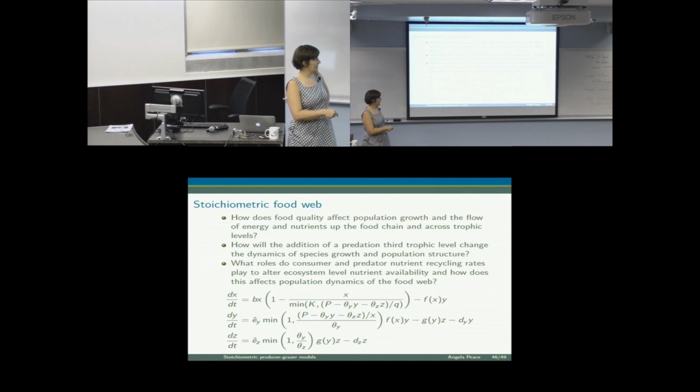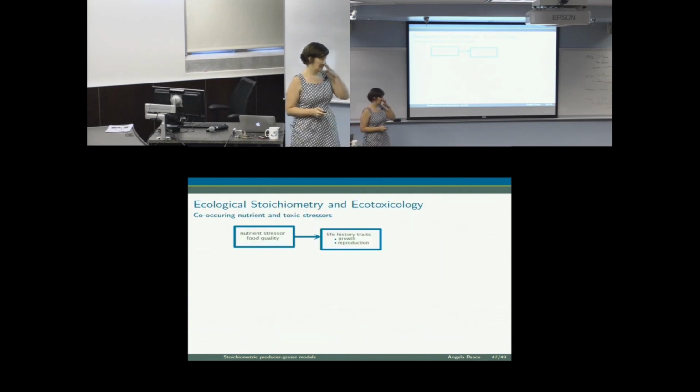How will the addition of this predator change the population dynamics and community structure of the system? And then I can look at what roles consumer and predator nutrient recycling rates play in total nutrient availability, and how that will change population dynamics and community structure. After we have a good food web model, I think we're sitting in a pretty good spot to start looking at some applications in ecotoxicology.